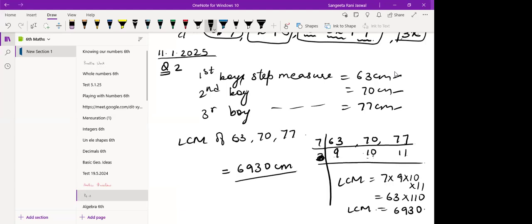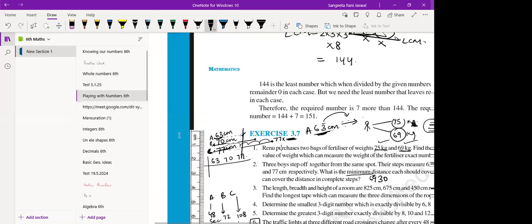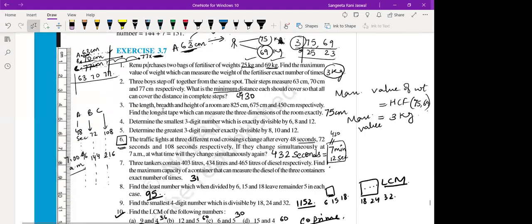Now see question number 3. There is chapter 1. Yes. Let's see question number 3. Nishika, read question number 3. Number 3, the length, breadth, and height of a room are 825 centimeters, 675 centimeters, 450 centimeters, respectively. Find the longest tape which can measure the 3 dimensions of the room exactly.